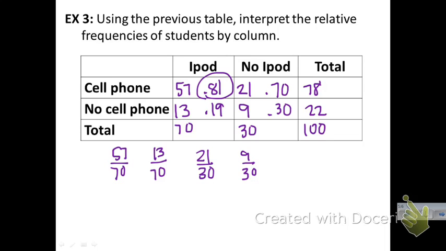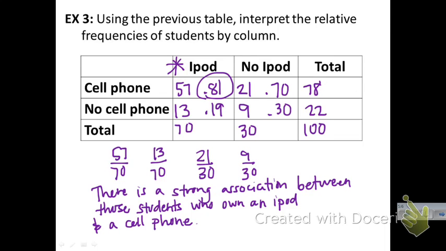So when we interpret it, because we are talking about the total of iPods, we would say that there is a strong association between the number of people who own an iPod and also own a cell phone. So I just wrote that out. There's a strong association between those students who own an iPod and a cell phone. Another way that you could write this is you could say that 81% of students who have an iPod also have a cell phone.